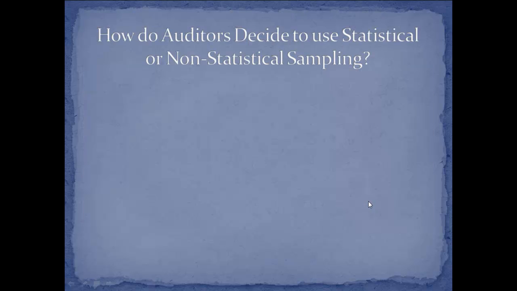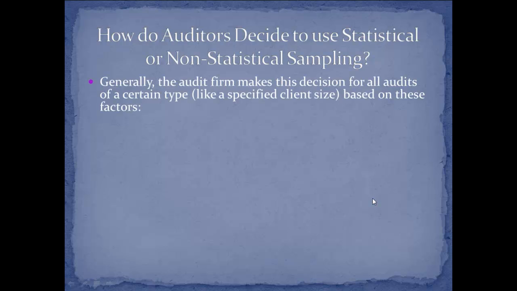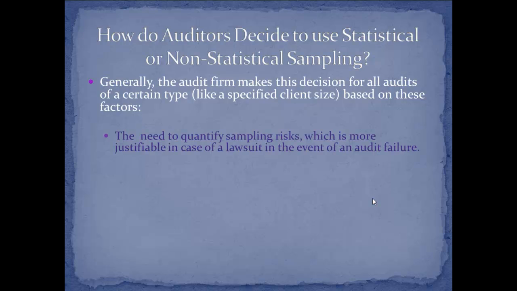So how do auditors decide which cases need statistical sampling and which don't? Well, generally the firm makes this decision for all the audits, so it's not something that you as an auditor will have to do early in your career at least. If the firm decides they prefer to be able to quantify the risks they're taking in sampling, then they'll decide to use statistical sampling.